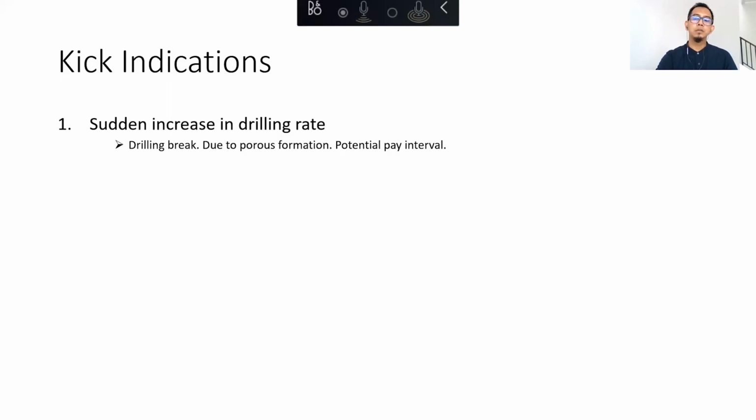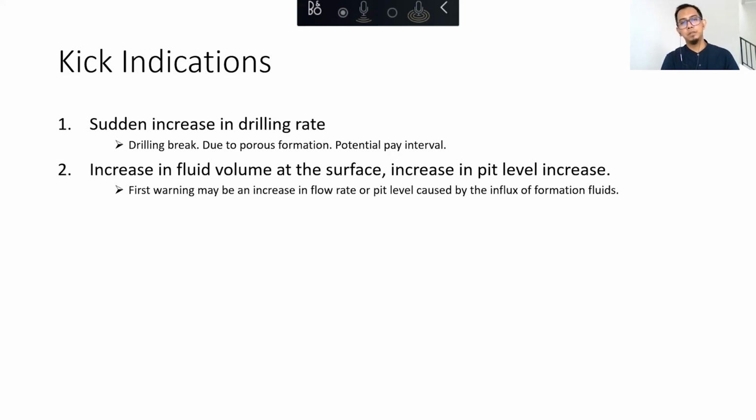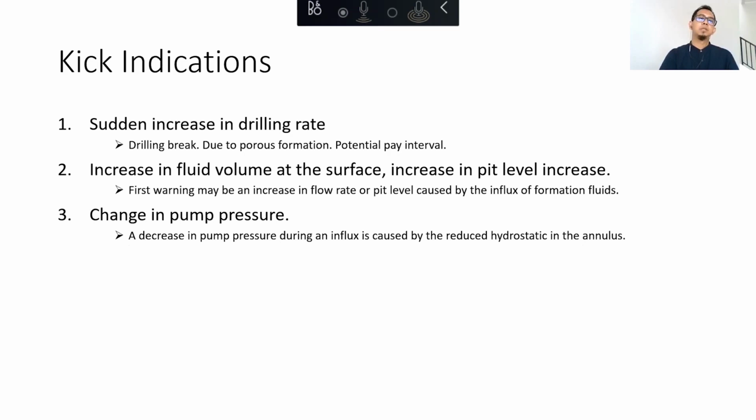Normally, when you find a drilling break, you stop drilling and lift the bit off bottom as soon as possible. You don't want to penetrate through a porous formation because the fluid in that formation might migrate and travel into the wellbore. Another indication is an increase in fluid volume at the surface, which translates to an increase in the pit levels. Another is a change in the pump pressure. A decrease in pump pressure during influx is caused by reduced hydrostatic in the annulus. That's why when drilling, the driller pays attention to the pump pressure and what the normal pump pressure is, frequently, maybe every 15 minutes or every half an hour, for 5 minutes straight, to ensure that they are the correct numbers with no significant changes.